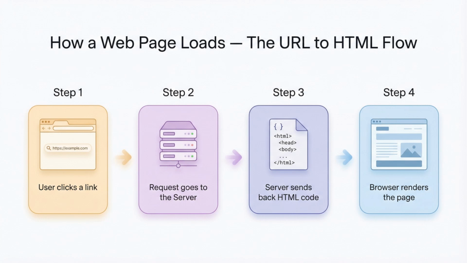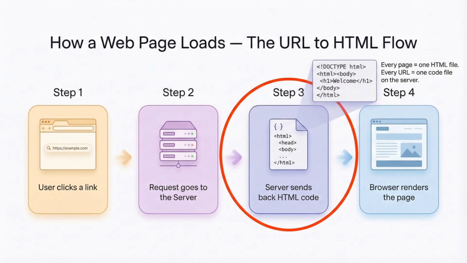So how does a web page actually load? Here's the flow. When you click a link or type a URL, your browser sends a request to a server. The server holds the code for that page. It sends back a copy of that code to your browser. That code is in HTML format. And then your browser reads that HTML and renders it as the visual page you see on screen.